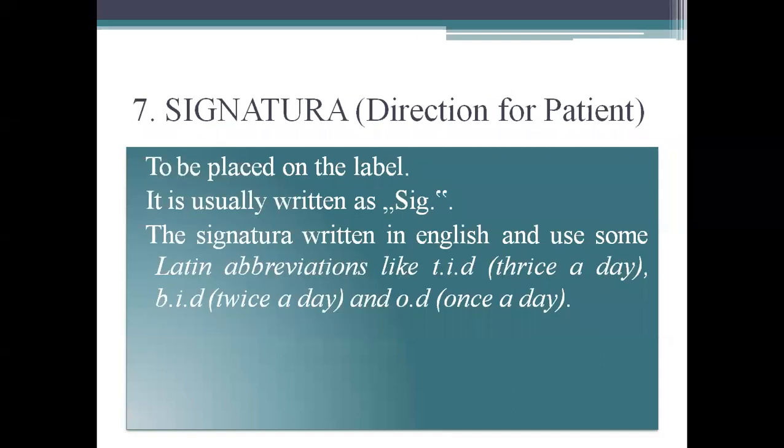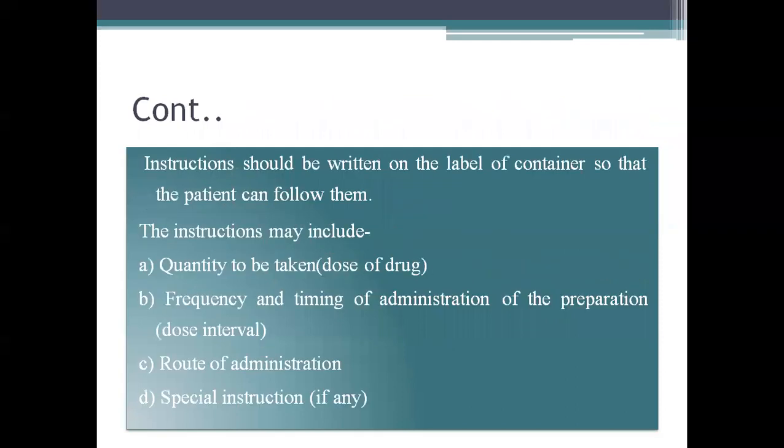Then signature. Signature is nothing but the direction for the patients, meaning route of administration and timing of the dosage, and this is denoted with Latin abbreviations like TID, thrice a day, BID, twice a day, once in a day. Such abbreviations are used for giving the direction to the patient through the signature. Okay, this is the 7th part of the prescription.